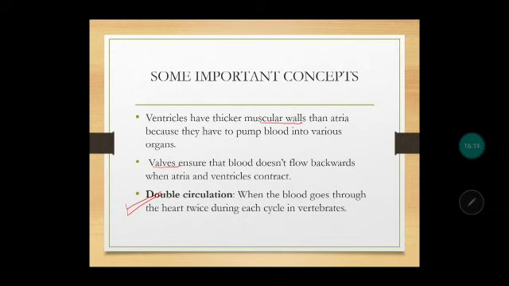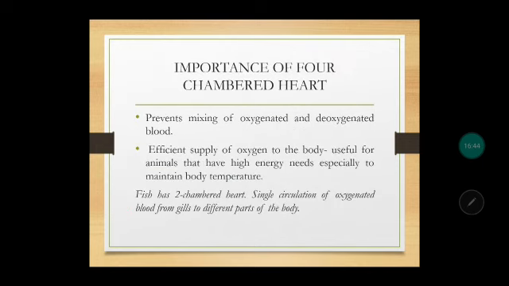Okay, how is the blood going twice? I told you, once from the lungs it is oxygenated blood, and the second time it is from different parts of the body, deoxygenated blood. So in the left side it is oxygenated, in the right side it is deoxygenated. So the heart is pumping 2 types of blood. So 2 times the heart has to pump during each cycle. That is why it is called double circulation.